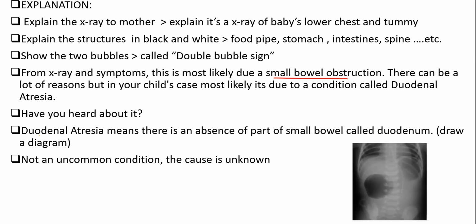So small bowel obstruction means that when you are giving milk to your baby, milk flows from the mouth into his food pipe, and then it goes to the stomach and then to the small gut. Now, duodenal atresia means that the first part of the small gut, known as the duodenum, is absent. That is what we call duodenal atresia. That's why the milk or breast milk that you are giving cannot reach his gut, because that part is absent. And because of that, every time you are trying to feed him, he's vomiting it out.